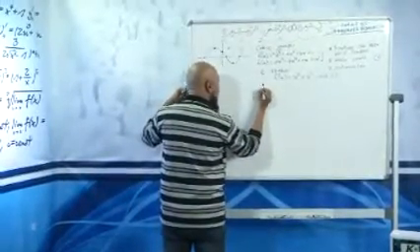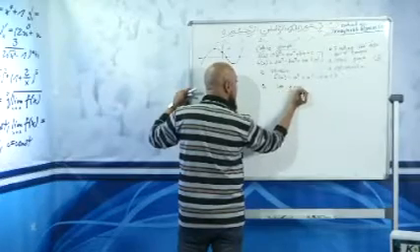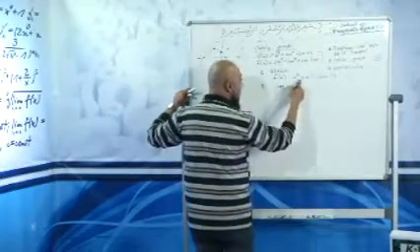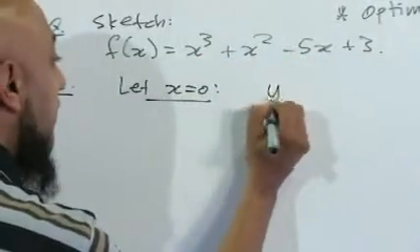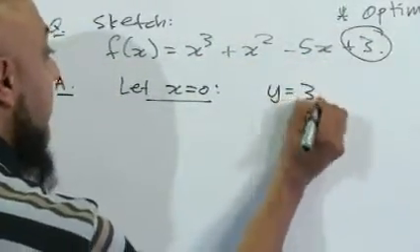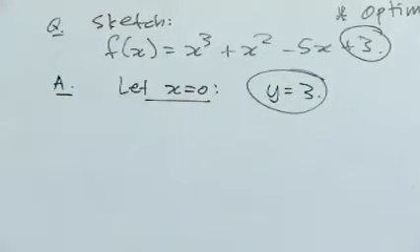Right. In your answer, the first step that we do is we say let x equal to 0. So if x is equal to 0, because we want our y-intercept, what is y equal to? Y is equal to 3. That means we now have our y-intercept. We're now short of our x-intercepts.